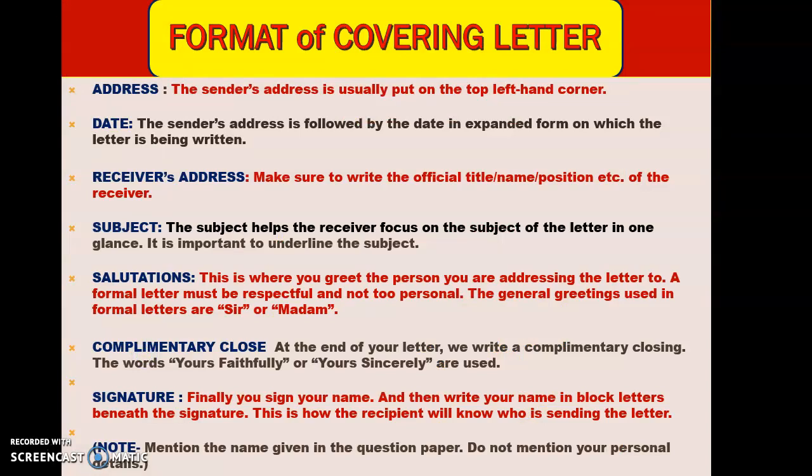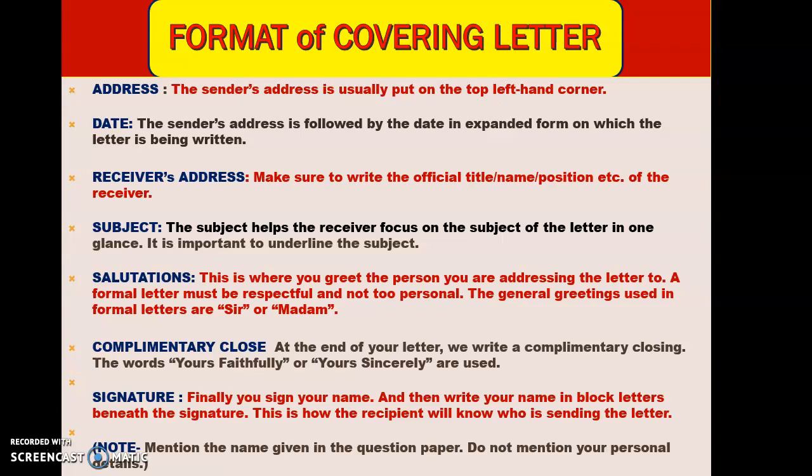Now, what is the format of the covering letter for the job? Well, on the top left-hand corner, you write your address, meaning the sender's address is written, and then the date in expanded form, and after this the receiver's address to whom you are writing. Make sure to write the official title, name, position, etc. of the receiver. Then subject.